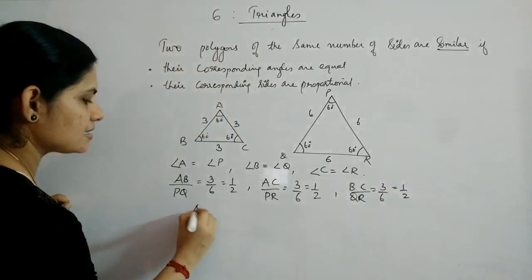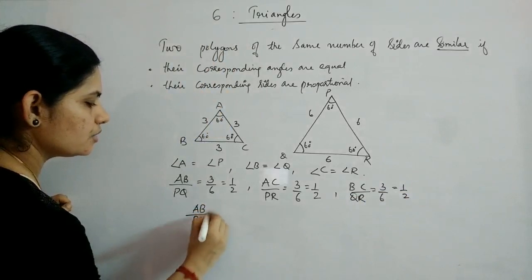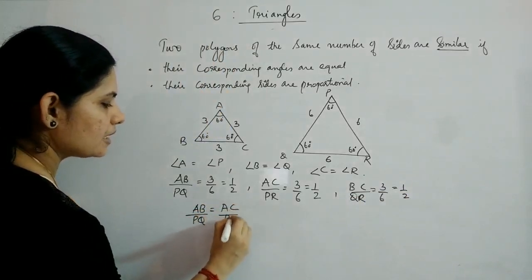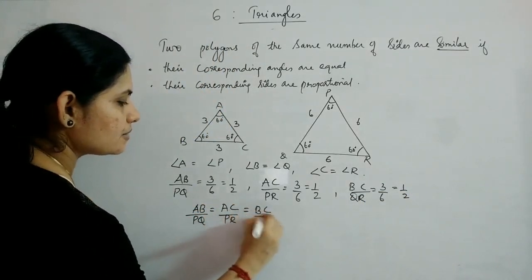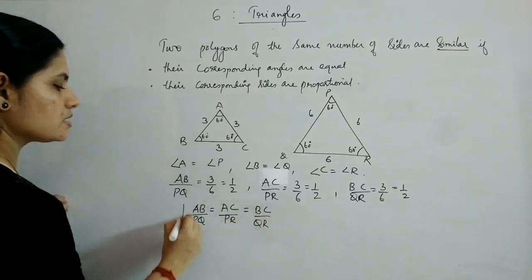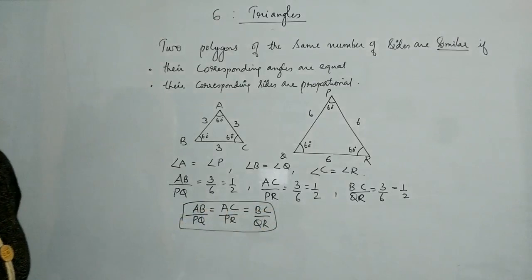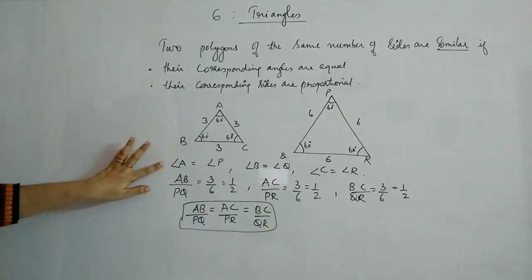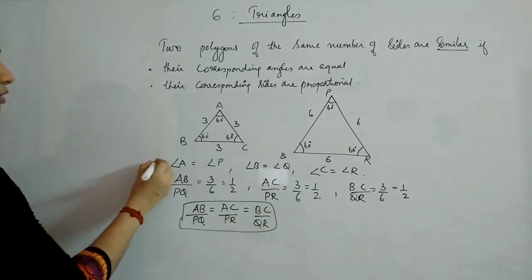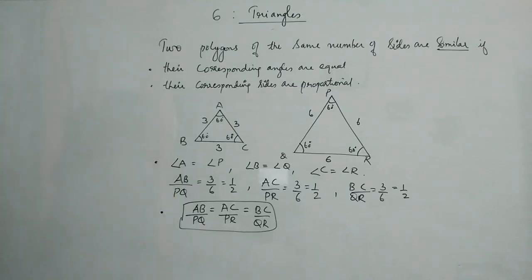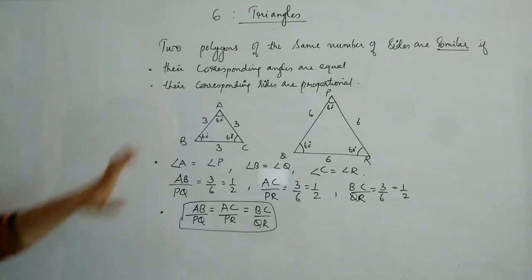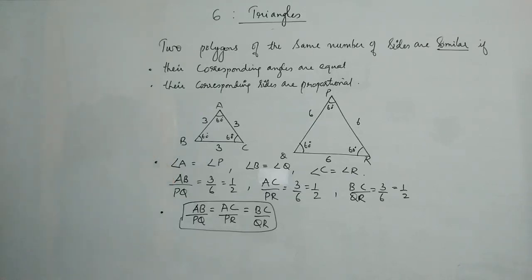That means I can say that AB by PQ is equal to AC by PR is equal to BC by QR. So this is the concept of proportionality. The sides are proportional and the angles are equal. So these are those 2 points for telling the two figures, or two polygons, to be similar. Here I have taken 2 triangles. Similarly, we can show for any other polygon.